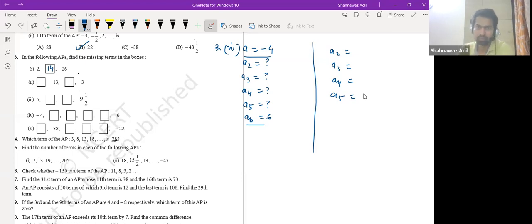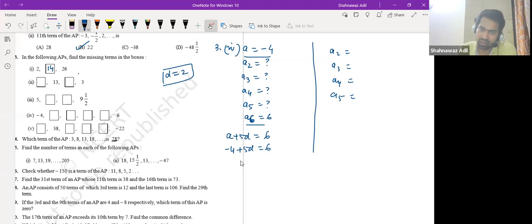Yeah, I found out the value of D. So it's 2. D is how much you got? 2. Okay, so A plus 5D is 6. Minus 4 plus 5D is 6. So 5D is 10. So D is 2. Good. So D you got. Now please find out A2, A3, A4, A5.